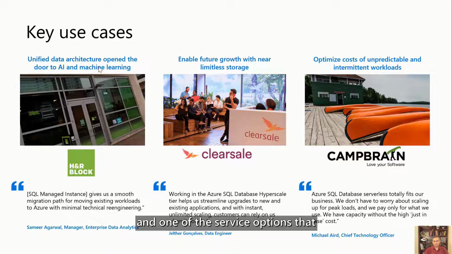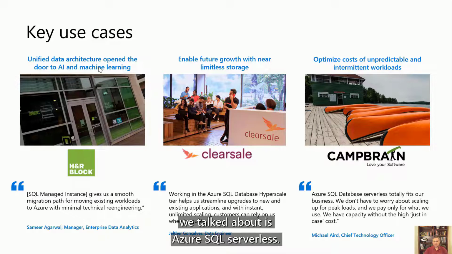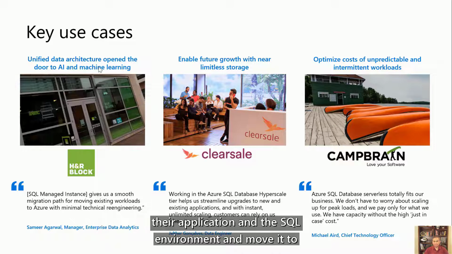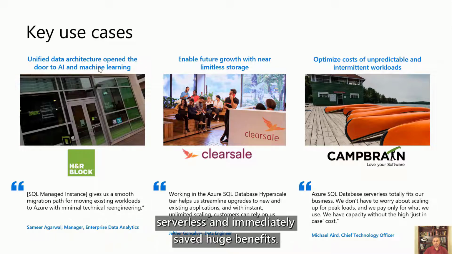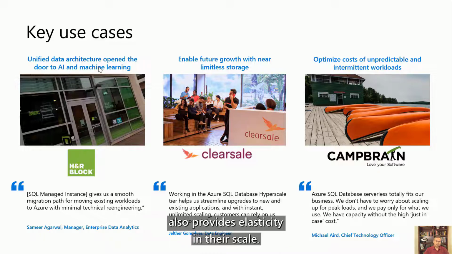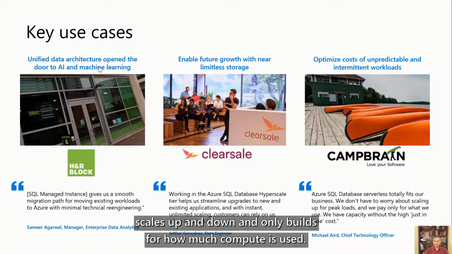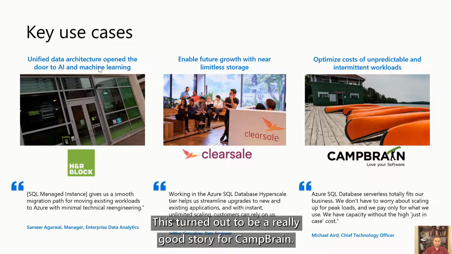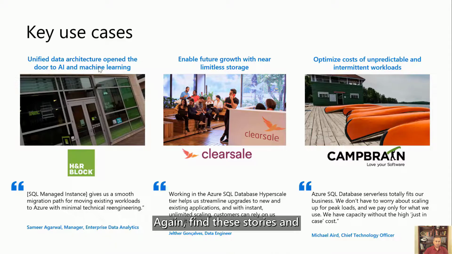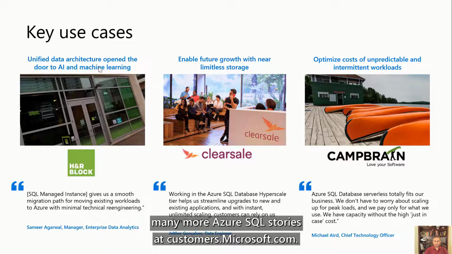And one of the service options that we talked about is Azure SQL Serverless, and this was a great fit for this scenario. What they did was they took their application and the SQL environment and moved it to serverless, and immediately saved huge benefits. Not only that, serverless also provides elasticity in scale, since as we discussed, you can set your min and max compute, and the service automatically scales up and down and only bills for how much compute is used. This turned out to be a really good story for Cambrain. Again, find these stories and many more Azure SQL stories at customers.microsoft.com.